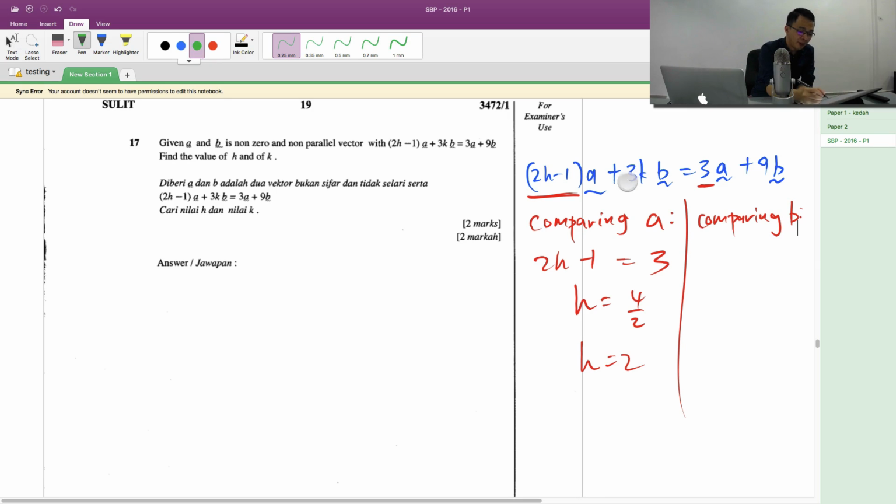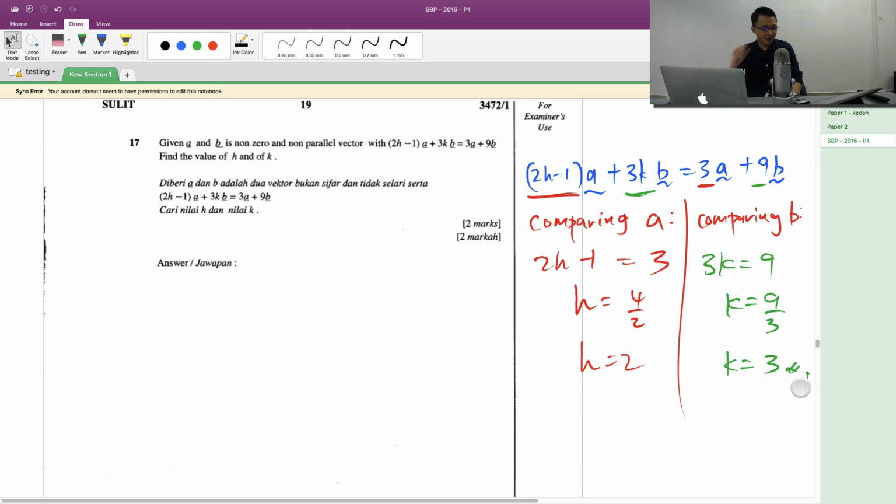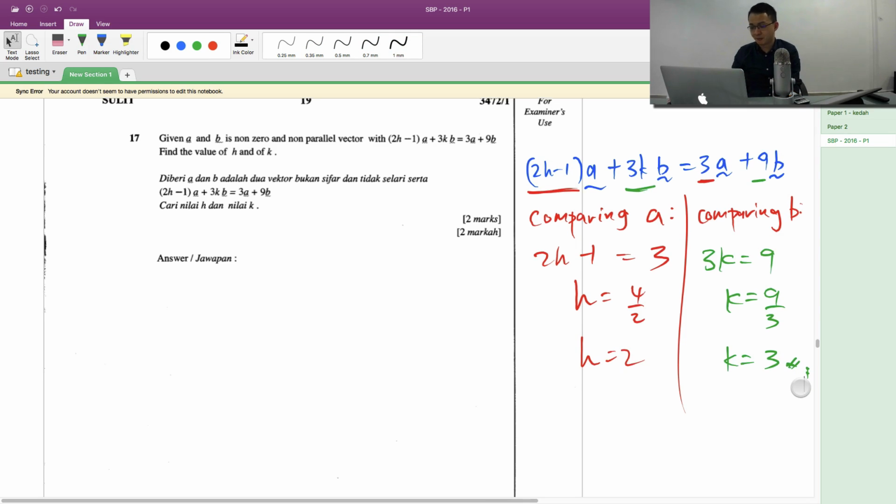That means I will compare the coefficients of B. So 3K equals 9. K equals 9 over 3. K equals 3. Alright, this one is just 2 marks. Yeah, it's very easy. You just compare each other.